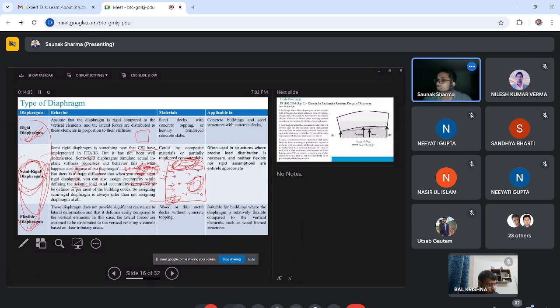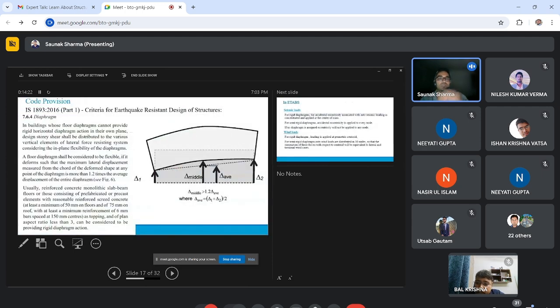Now there is a question: when to apply a rigid diaphragm and when to apply a semi-rigid diaphragm. We can apply a semi-rigid diaphragm always, but a rigid diaphragm cannot be applied always. We have to see some code parameters here. The code specified here is IS 1893:2016. In a building whose floor diaphragm cannot provide a rigid horizontal diaphragm action in its own plane, the design storey shear will be distributed to the various vertical lateral force resisting elements considering the in-plane flexibility of the diaphragm.